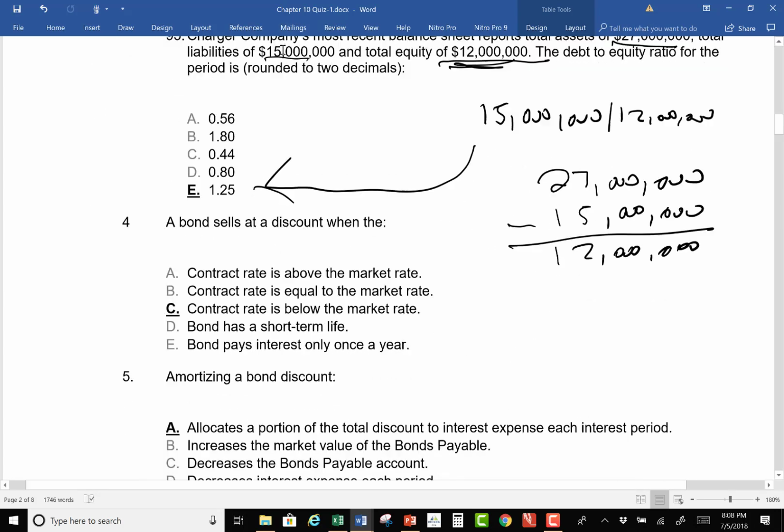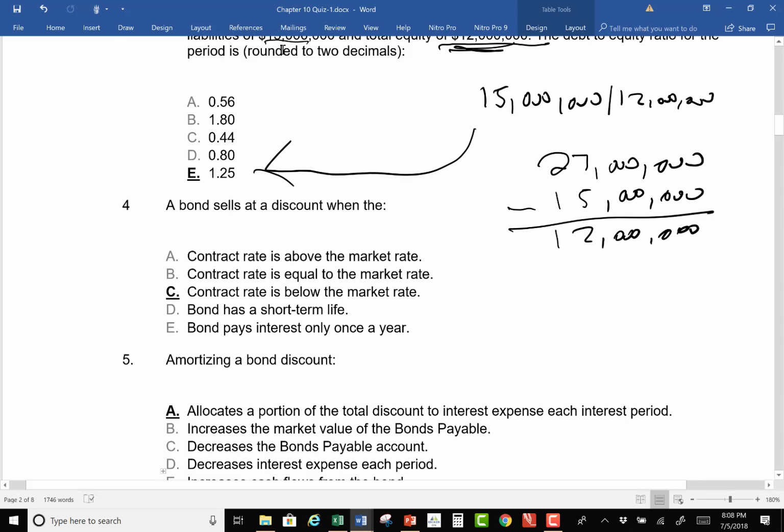Okay, all right, good. Number 4, bonds sell at a discount when the contract rate of, say, 10% is below the market rate of, say, 12%. Is that what happened?